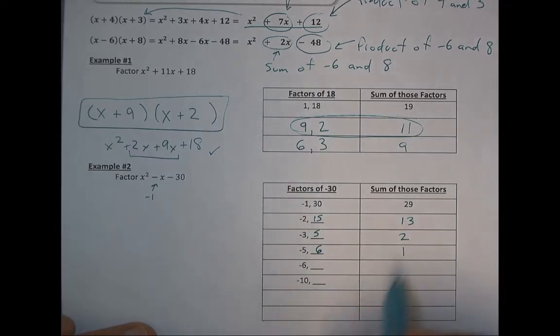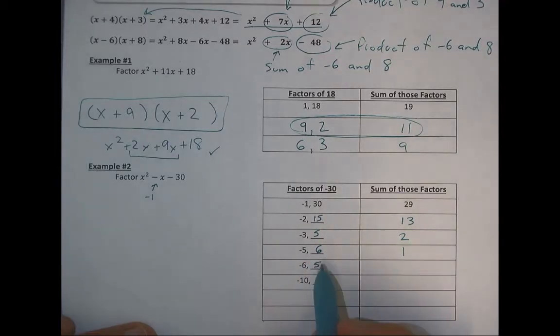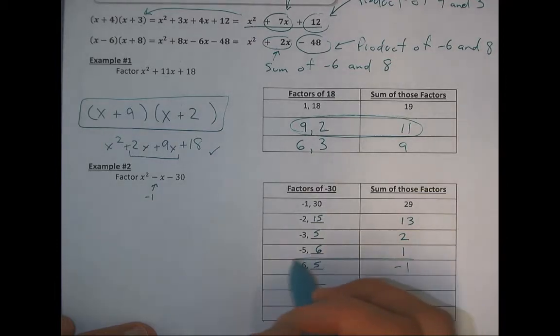And just a little hint here, once you get here, you can flip-flop your negative. I had negative 5 and positive 6, now negative 6 times positive 5, same two numbers, but now the 6 is negative instead of the 5. They're still going to multiply to negative 30 as long as one of them is negative, not both of them. But when you add them together, now there are more negatives than positives. So this is going to have a sum of negative 1. This is going to be our answer right here.